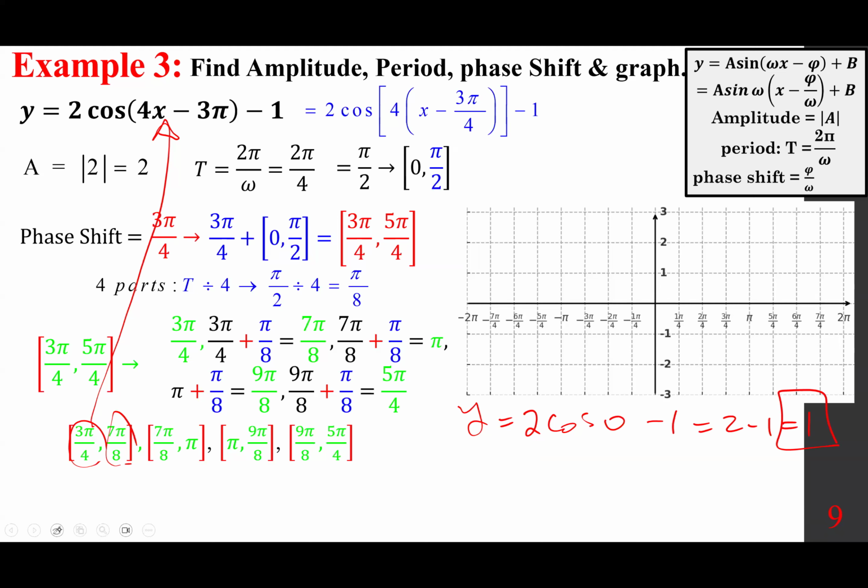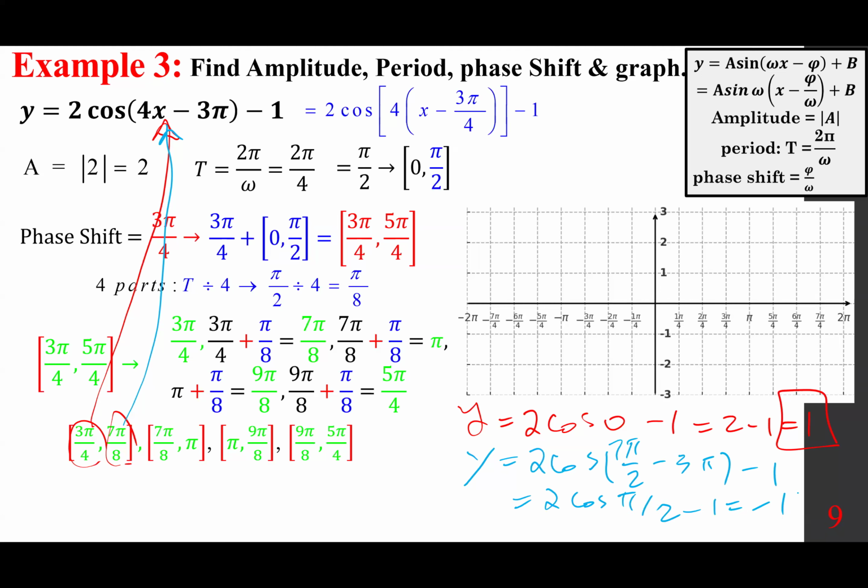7 pi over 8. If I put the 7 pi over 8 times 4, I get 2 cosine. 7 pi over 8 times 4 becomes 7 pi over 2. Minus 3 pi minus 1. And this is 2 cosine of pi over 2, which is 0 minus 1 becomes minus 1. So we have 7 pi over 8, minus 1.